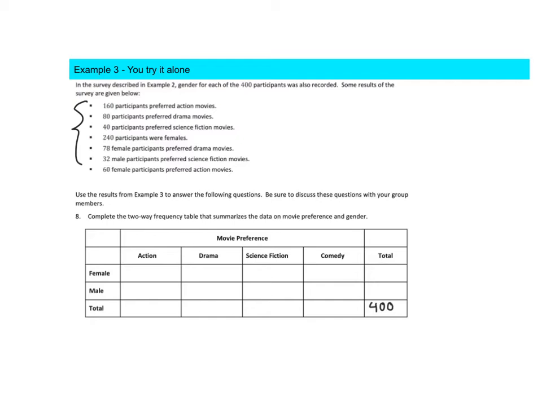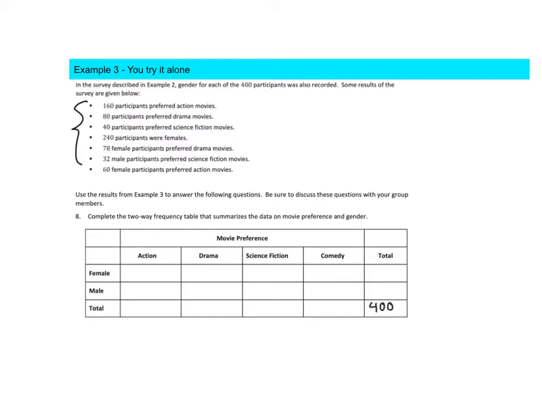Okay? And from there, I want you to try to fill in as much as you can with the numbers that you're given with your breakout rooms, okay? 160 participants preferred action movies, 80 preferred drama, 40 preferred science fiction, 240 were females, 78 preferred drama, 32 male, etc. Okay, so go ahead and join the breakout rooms I'm about to invite you to and get this table filled out. We'll go over it when you come back.